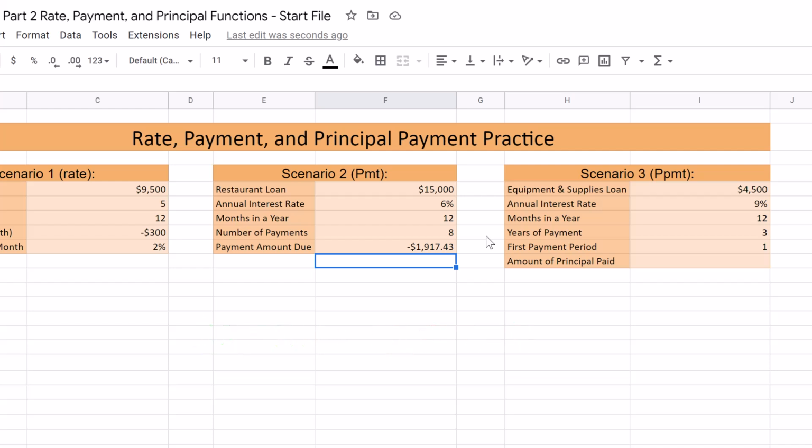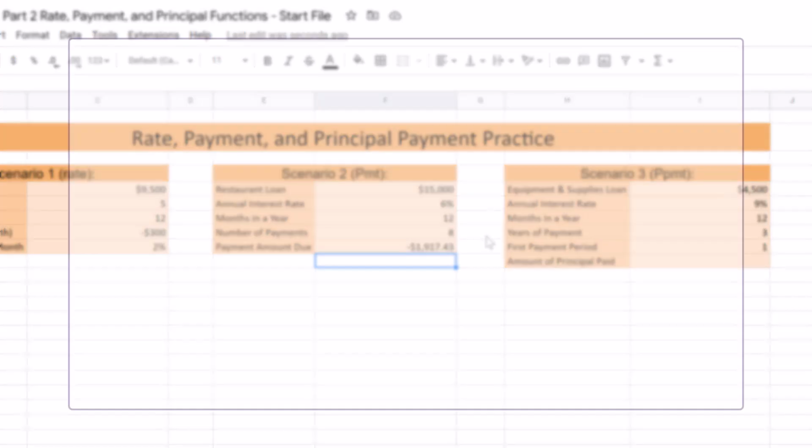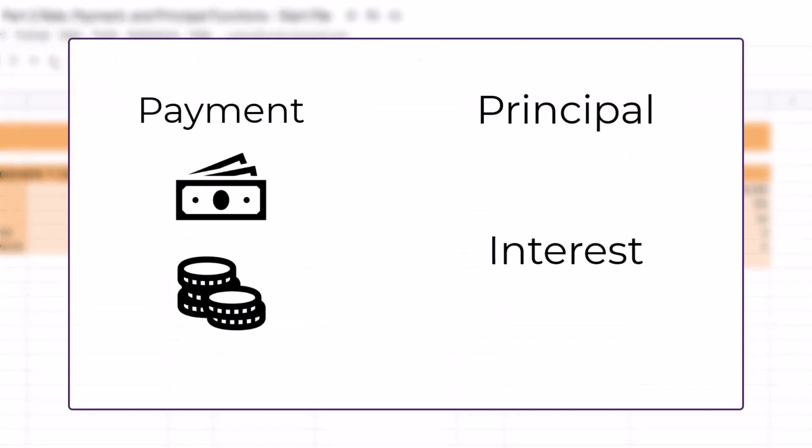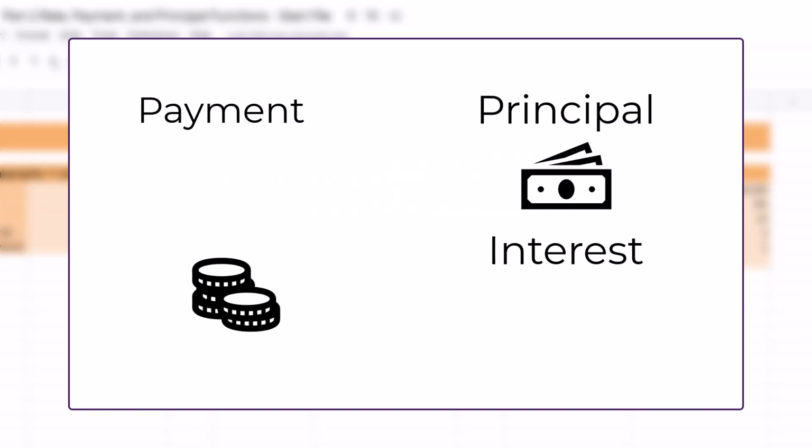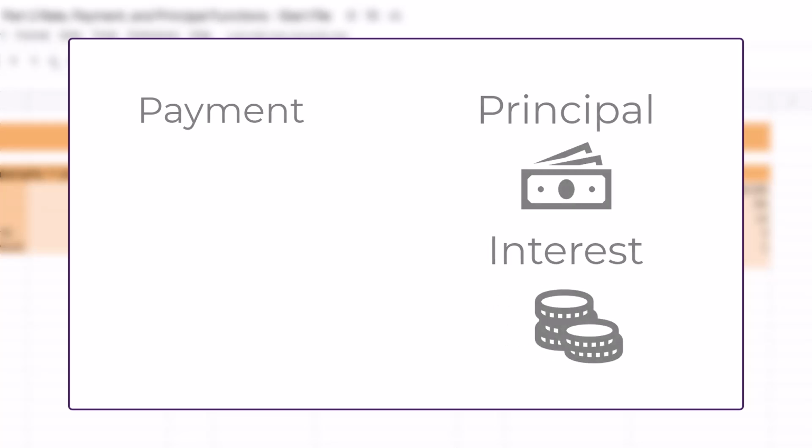The last function that we will discuss in this video is the principal payment function, which determines the principal payment amount being paid on a loan after a specific pay period. With each loan payment, a portion of the payment pays off the original amount, otherwise known as the principal of the loan, and the other portion pays off the interest. To illustrate, let's look at an example where this function will be put to use.